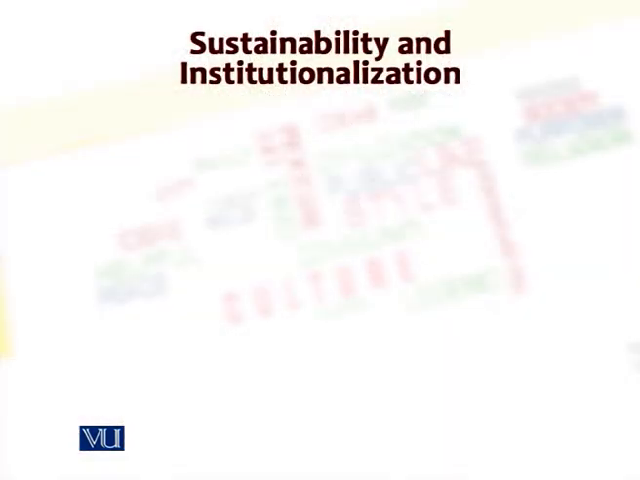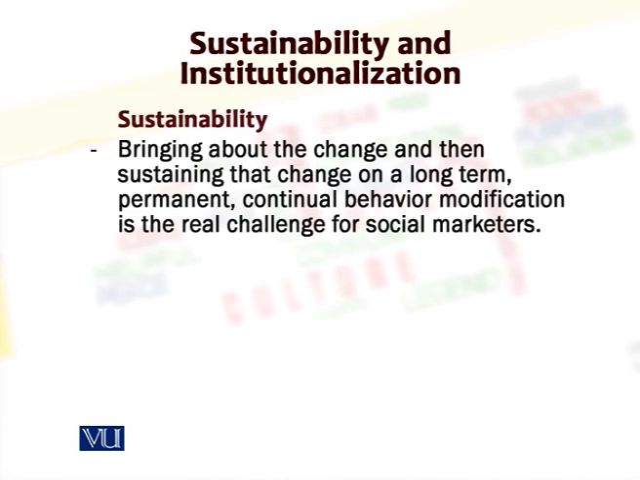And with this, we now move on to the next and the last component, which is about sustainability and institutionalization. Social marketing is very challenging because it is all about bringing about a change in behaviors. But what is even more important is to maintain and sustain those behaviors. If people go back to their old habits and behaviors, it is a failure of social marketing because that reflects the program has not been successful. And therefore, there is a need to develop institutions which can continue the effort on a protracted basis.